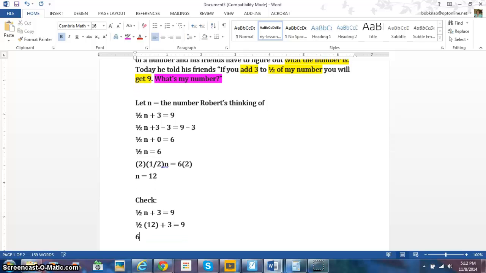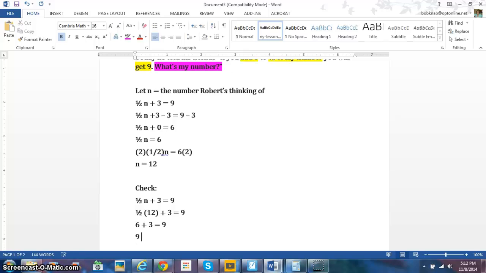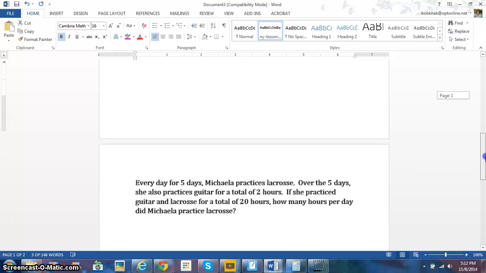Well, 1/2 of 12 is 6. And if we add 3 to that, do we get 9? Yes, we do. So that is the answer. N is 12. We'll look at one other problem.